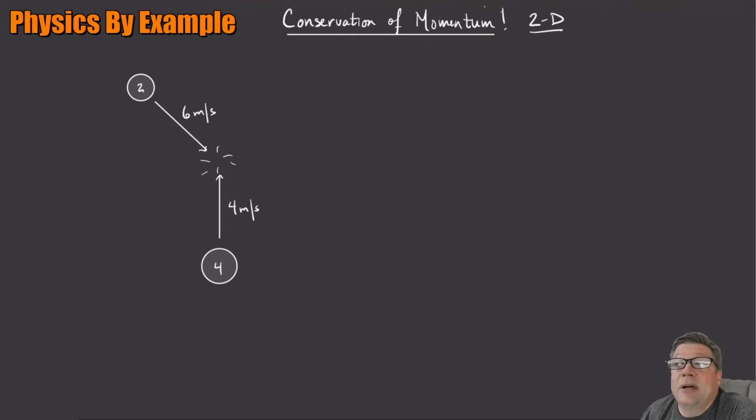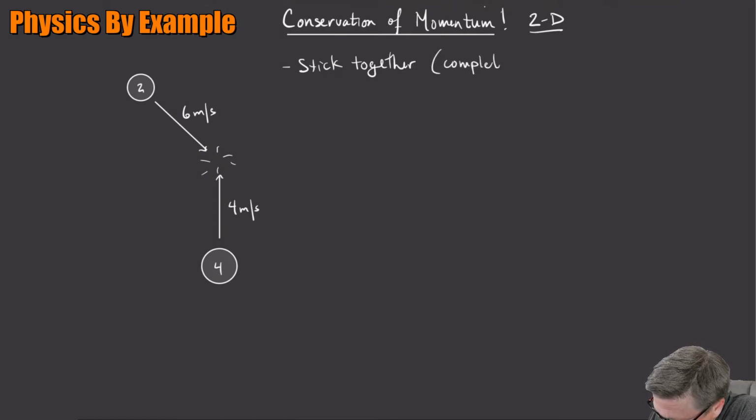Something like that. So anyway, suppose I've got a 2 kilogram mass that travels sort of southeast at 6 meters per second, and it hits a northbound 4 kilogram mass at 4 meters per second. And suppose they stick together. So this is stick together, and we said that was completely inelastic. What I want to know is what the final speed and direction of the wreckage is afterwards.